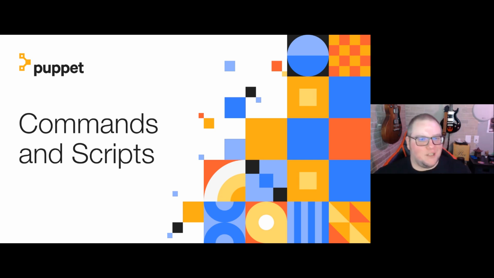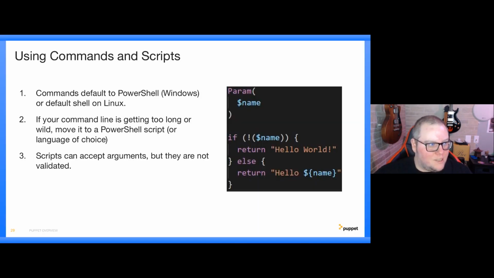These are the lowest level of things we can do with Bolt here, but sometimes that's all you need to do, right? Take a one-liner and throw it out to a bunch of things and get something done. So commands will default to PowerShell, or to whatever the default shell of the user is when you're connecting on a Linux system. This is logical to me as you start building out a solution: if I can do it on one line, great. If it's a long PowerShell with a bunch of semicolons, if it's too much, throw it in a script, right? We can do multiple lines there. We can do parameters with inputs and make this a little more useful and flexible at that point.